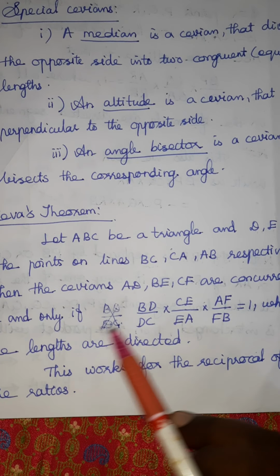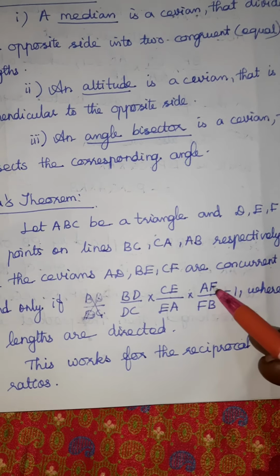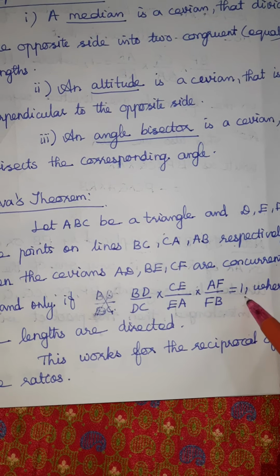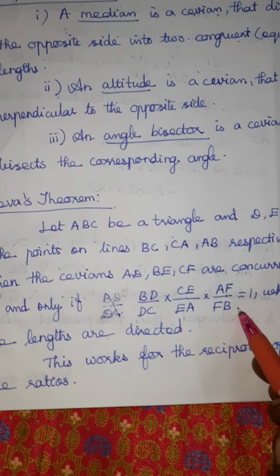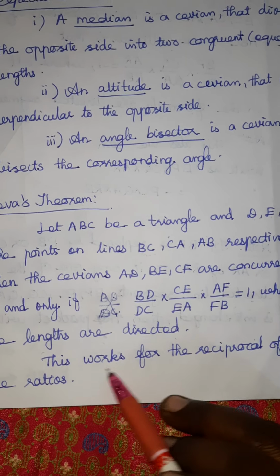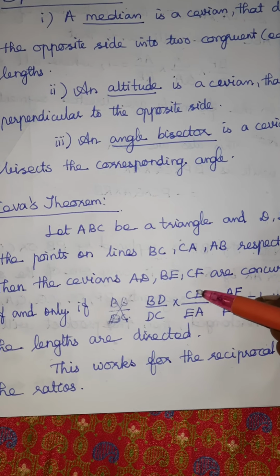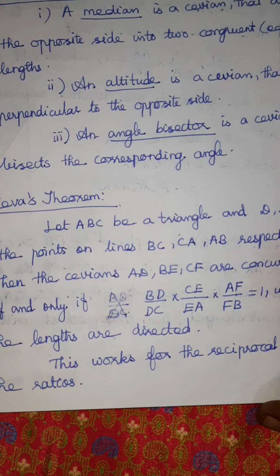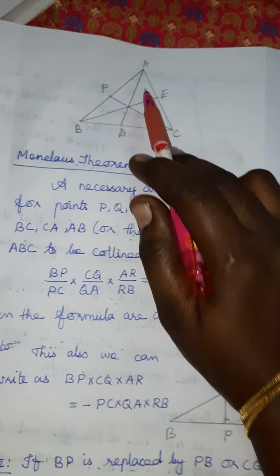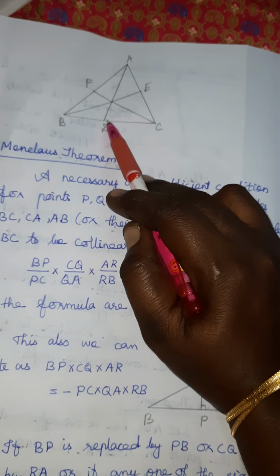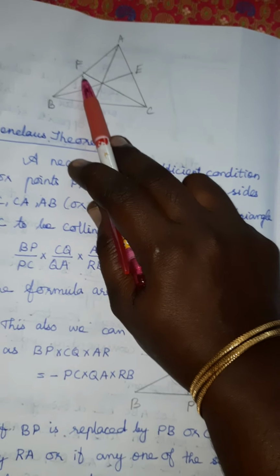if and only if BD divided by DC into CE divided by EA into AF divided by FB equals 1, where the lengths are directed. We are taking them in the correct order, the direction is correct. This works for the reciprocal of each of the ratios too. We can take the reciprocal of the ratio, that is also 1. It will satisfy. Okay, see this diagram, it is the diagram for the Cevian, Ceva's theorem. AD is one Cevian, BE is the second Cevian and CF is the third Cevian.